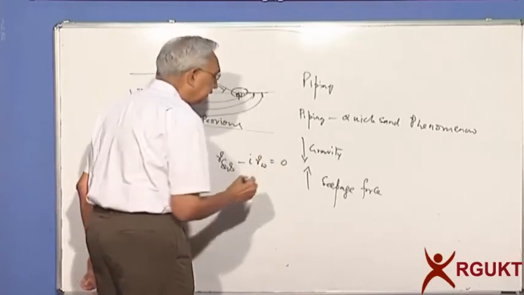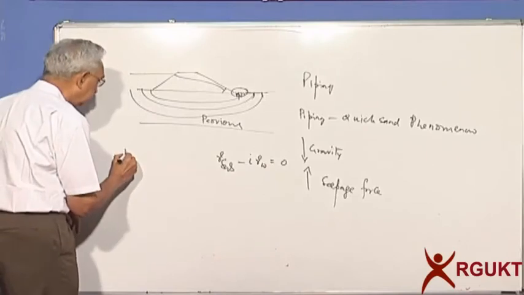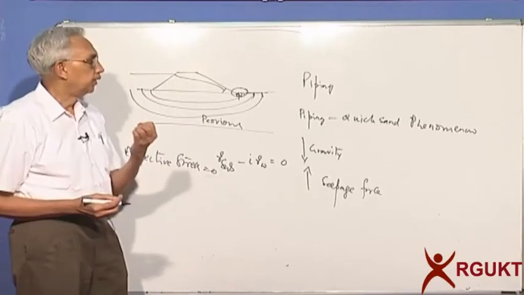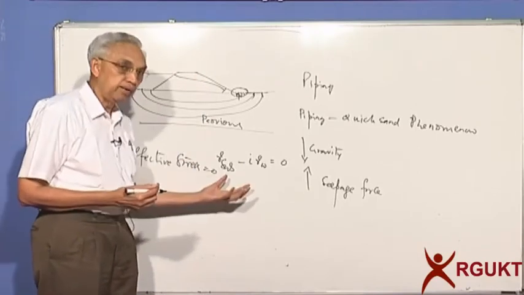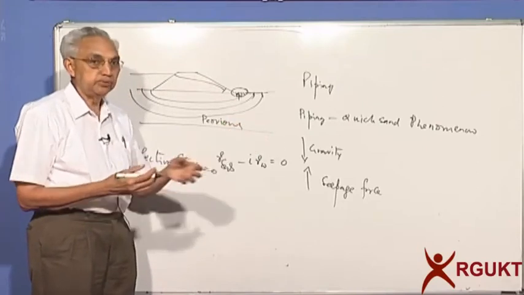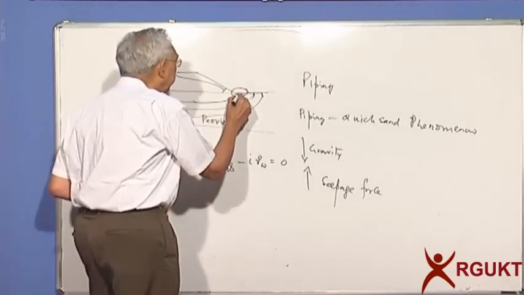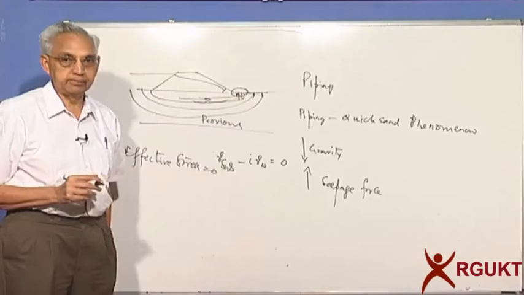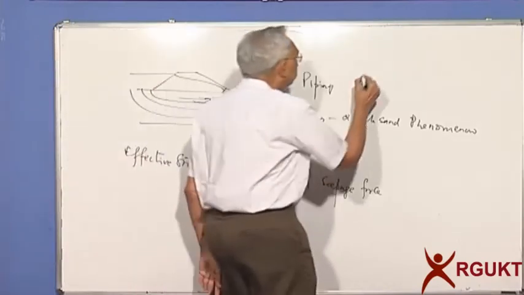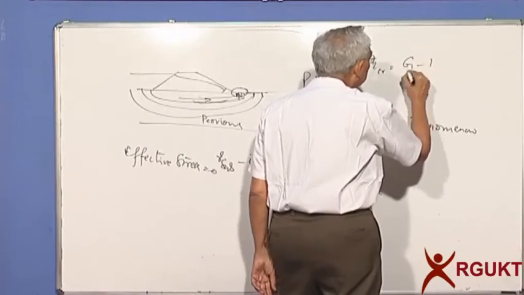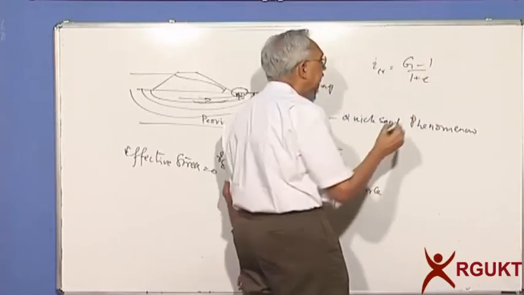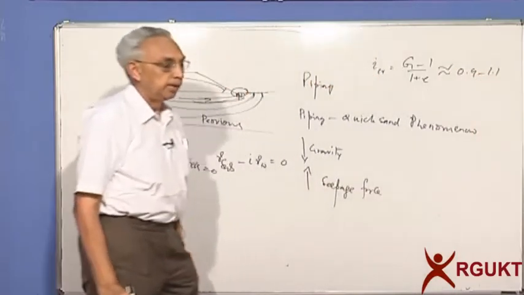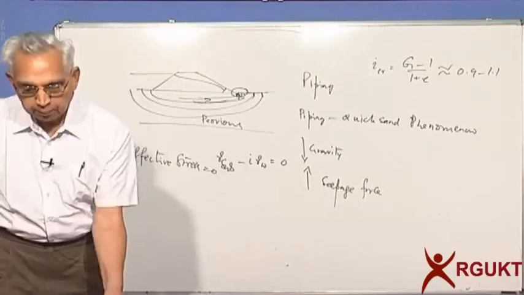If this is equal to 0, the effective stress is 0, and then because there is nothing to hold the particles down, the particles try to move up, and that is how erosion will start, piping will continue, and the whole channel will form. Many times it comes back, and there are some dams which have failed because we didn't take care of the downstream side. And this i critical is given as (G minus 1) by (1 plus e). We have derived this. It is approximately equal to 0.9 to 1.1, and you have to check for the piping phenomena.